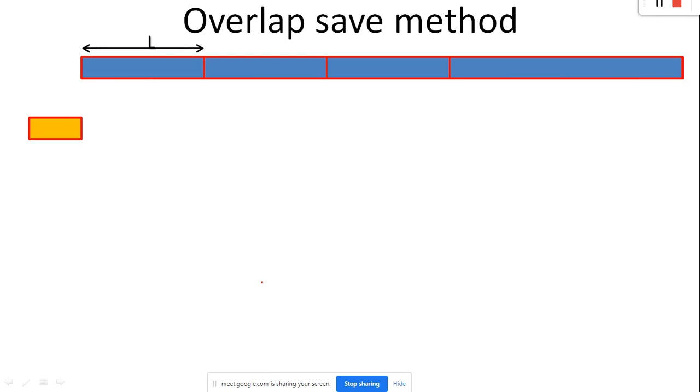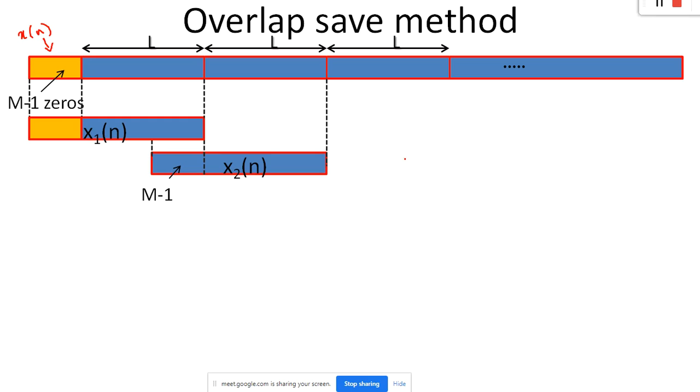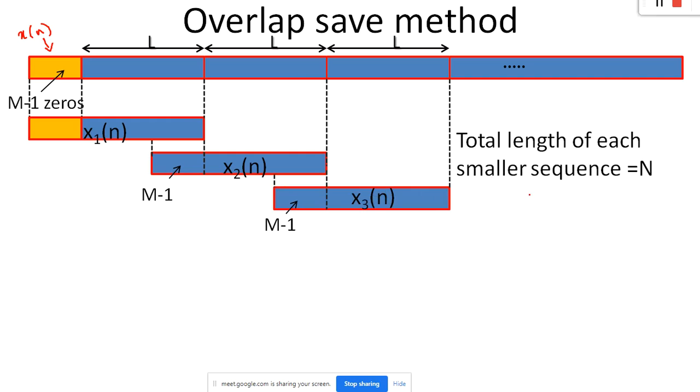Now assume that you have an x of n sequence. This is x of n, the long data sequence. Now I will be dividing this into x1 of n, x2 of n, x3 of n, and so on, depending on the total length. The total length of each smaller sequence is n values. Now what should I do? For the first sequence x1 of n, I want to divide it with some l value.